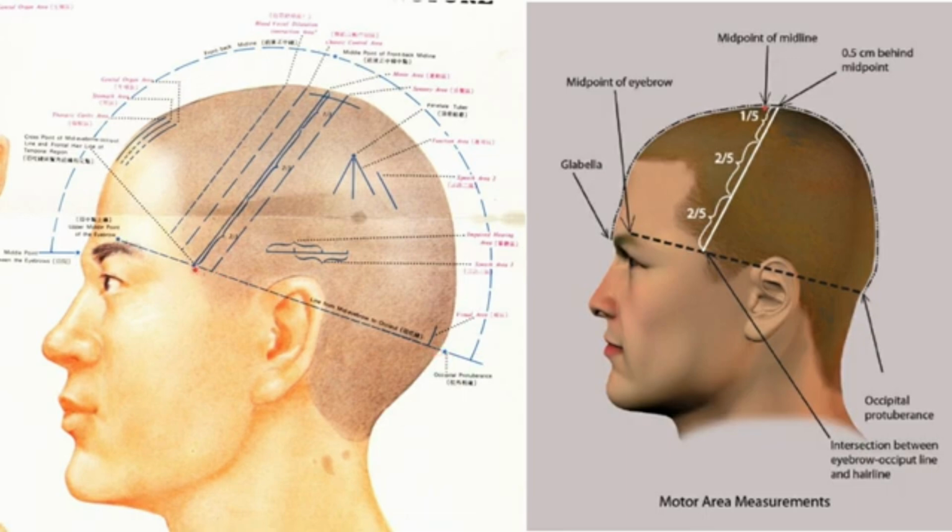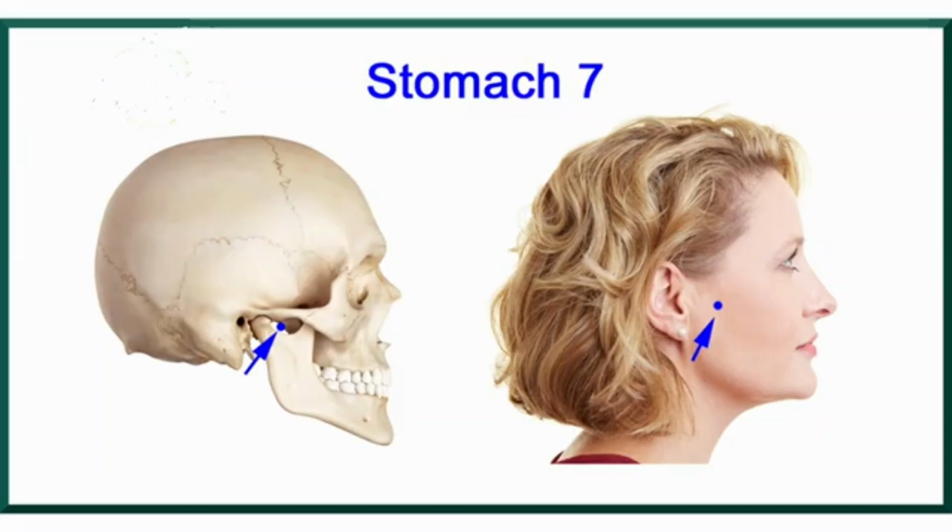Where this line intersects the anterior hairline at the temple defines the lower point of the motor area. In patients without a definite hairline, an alternative method for locating this point is to draw a vertical line up from acupuncture point stomach 7 until it intersects the horizontal line.